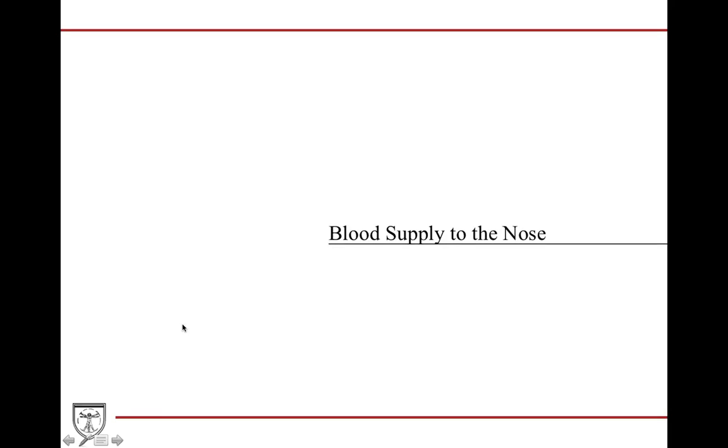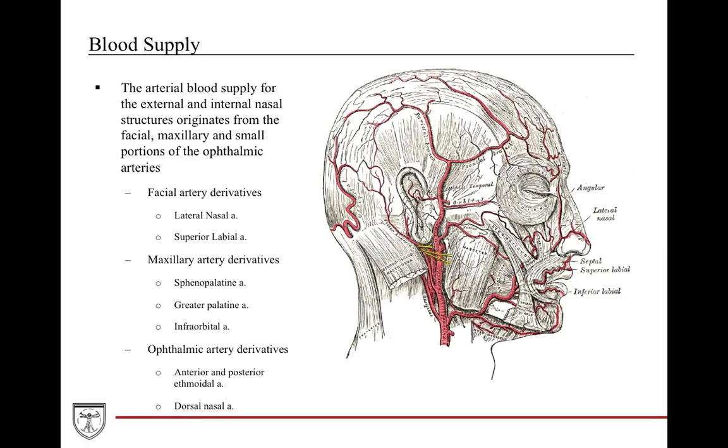So now we're going to talk about the blood supply to the nose. The blood supply, just like everything to the face and scalp, is highly vascularized. There are many different structures that provide blood to the nose, both externally, from the outside, as well as internally. In terms of the external blood supply, it comes from the facial artery derivatives, such as the lateral nasal artery and the superior labial artery, that provide blood pretty much right around here.